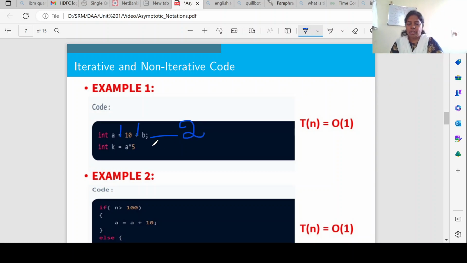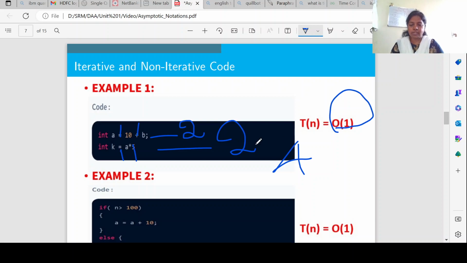Now take the second statement, k equals a star 5. This assignment requires 1 unit of time and this multiplication requires 1 unit of time. In total this also requires 2 units of time. So the total amount of time needed by this algorithm is 4 units of time, a constant 4. This can be replaced with our standard constant function, big O of 1. So the total time complexity for this algorithm is big O of 1, right?